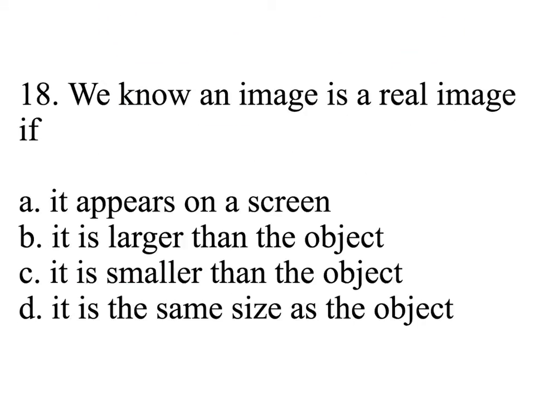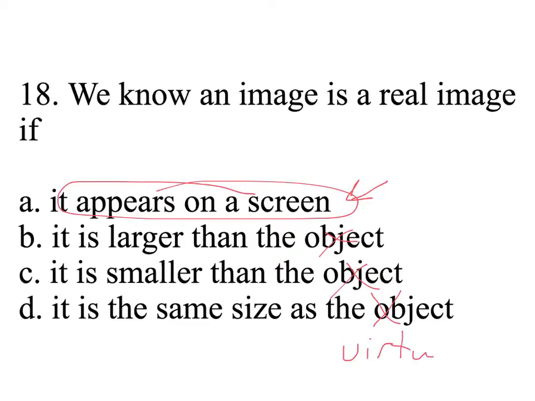Number 18, we know an image is real if it appears on a screen. That's the definition of a real image, if it appears on a screen. Could it be larger? Yes. Could it be smaller? Yes. Could it be the same size? Yes. All of those are possible, but that doesn't make it a real image. The real image is if it appears on a screen. The other type of image, by the way, is virtual, and it could be larger, smaller, or the same size as well.